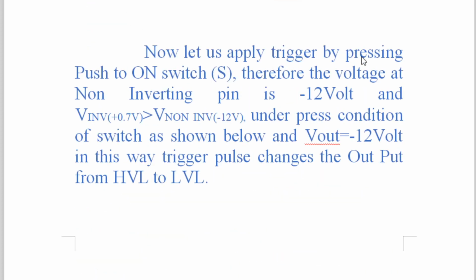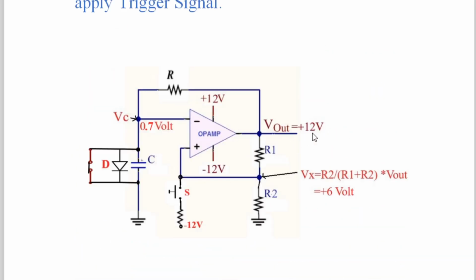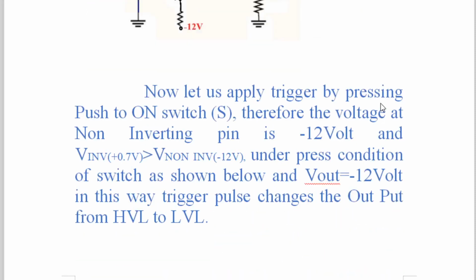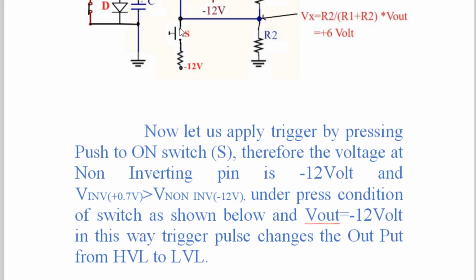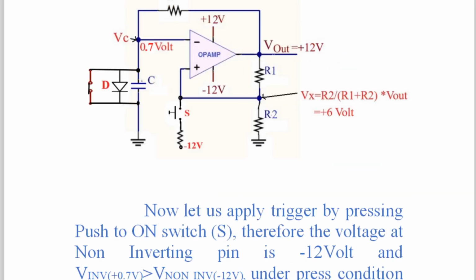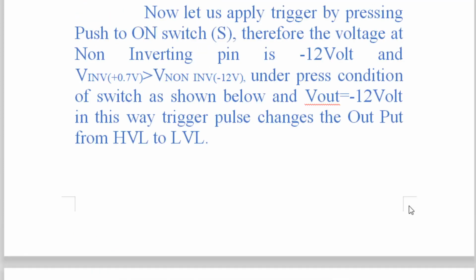So now let us go to that understanding. Let us apply the trigger by pressing the push-to-on switch, because we want to change this state now. So what is the solution? The solution is that this point's voltage must be very much less as compared to this, or must be negative. That's why let us apply the trigger by pressing the push-to-on switch. Therefore, the voltage at the non-inverting pin is minus 12 volt. When you press this switch, the voltage at this terminal, that is the non-inverting pin, will become minus 12 volt.